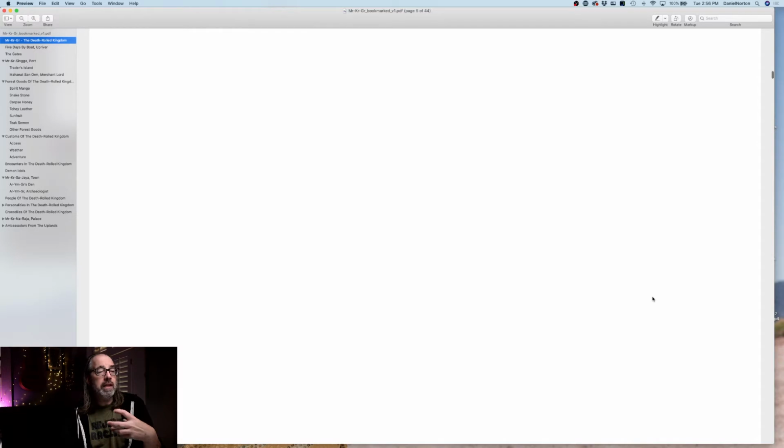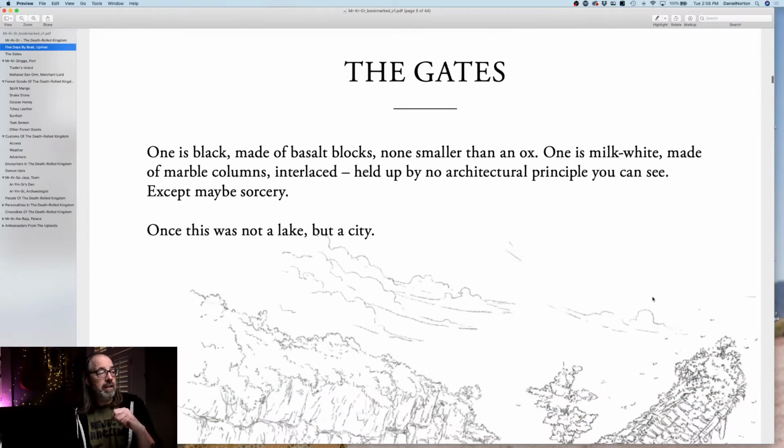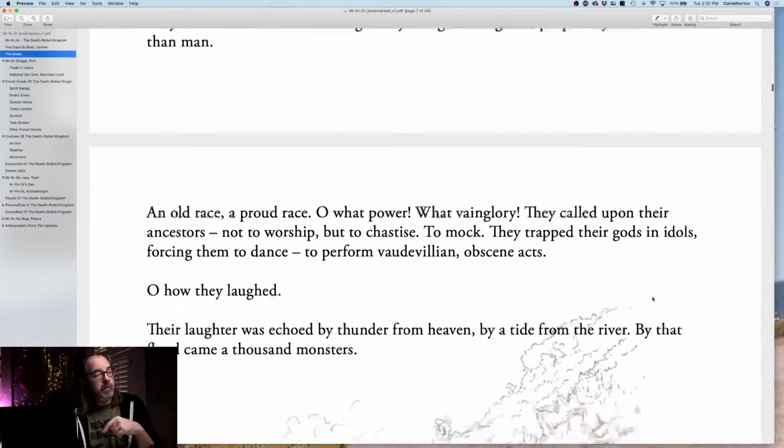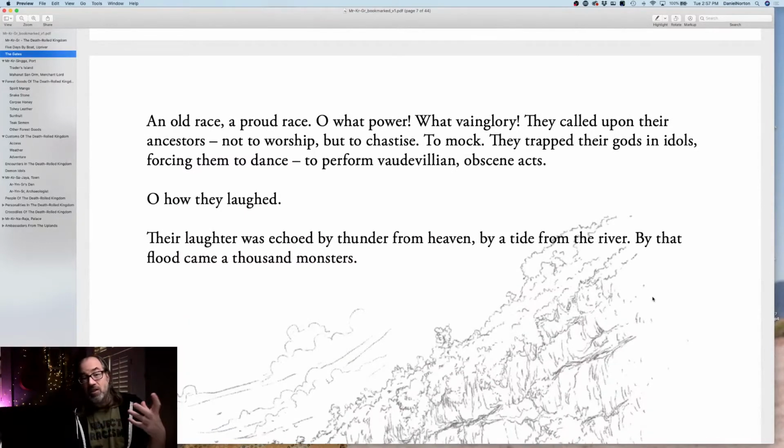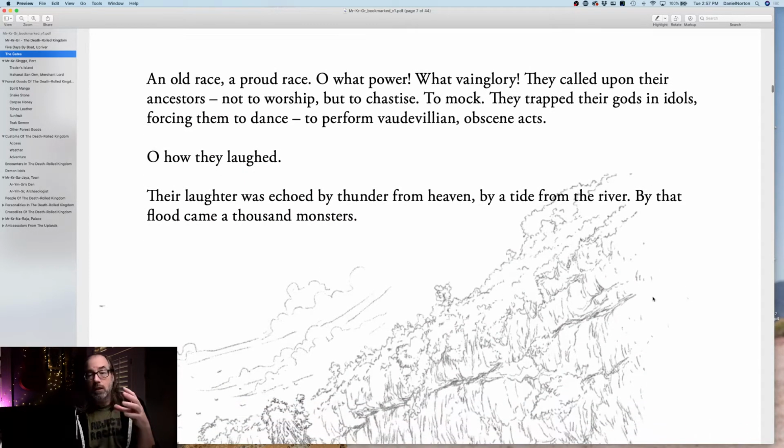You only have these little tidbits. The gates, it talks about what they look like. When you encounter people, it doesn't have stats. There's no stats in here. There's nothing, really. You need to add all of that yourself. And I guess the question is, do I sit down and add all the stats to everything? And the answer to that is I don't.